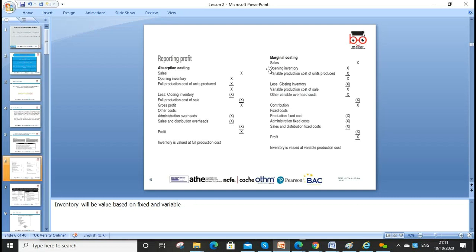Under marginal costing, we have opening inventory at variable cost, and closing inventory based only on variable cost. Then you minus all the variable costs from sales and you get contribution, but in absorption costing you get gross profit, then you minus all other costs to get the profit. With marginal costing, you then have the fixed cost, which we do not absorb here, and you minus it as the period cost to get the profit. So inventory is valued at variable cost in one, and at the full cost in the other.